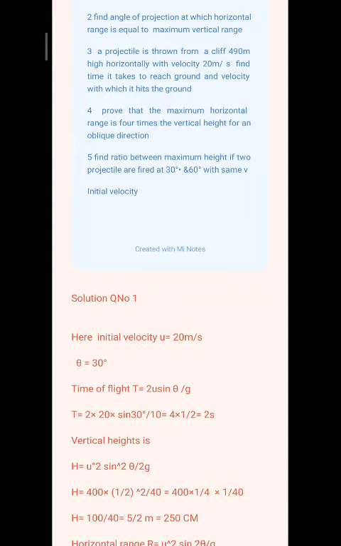So the time of flight, we know, is 2u sin theta by g. Substituting the values, it is 2 into 20 into sin 30 divided by 10. So it is 4 into 1 by 2, that is 2 seconds.